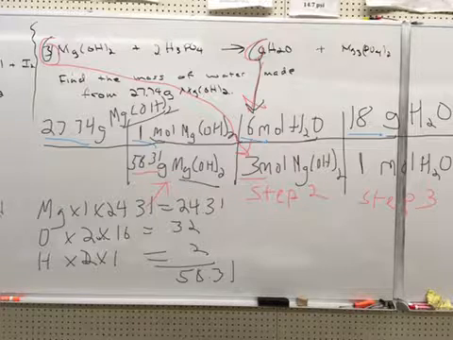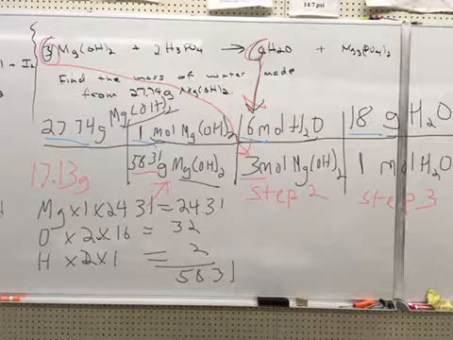What do you get for your answer? 17.13 is the correct answer. Grams H2O, correct. The unit 17 is the answer, 17.13 grams. Don't put the answer there though.